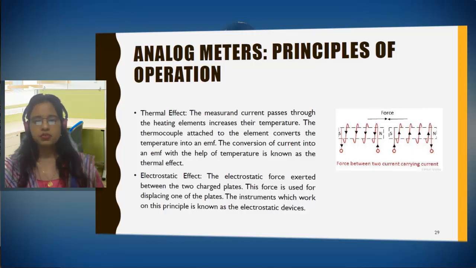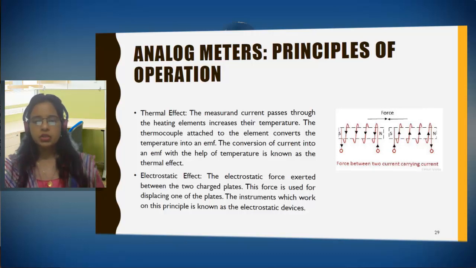So the plates will be charged, and both the plates will experience some force. Displacement of the plates will occur because of this force. That effect is known as electrostatic effect. The electrostatic force exerted between two charged plates is used for displacing one of the plates. The instruments which work on this principle are known as electrostatic devices.